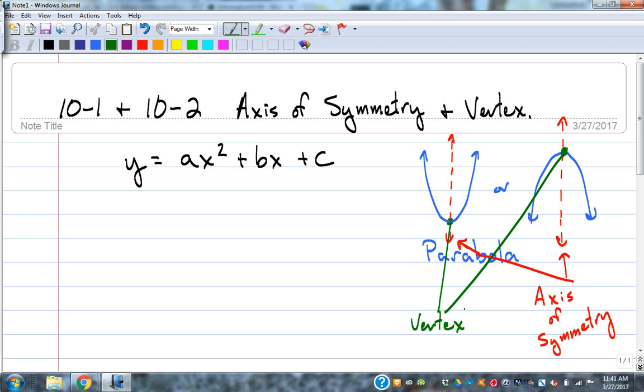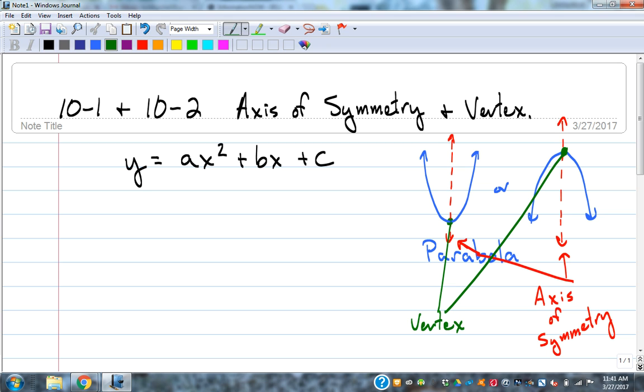Okay, so that's what we're going to be finding today: the equation for that dotted line and then the ordered pair for that point, that vertex. So the equation of the dotted line, that's the axis of symmetry. The actual point that line goes through at the bottom or the top of the graph, that's going to be the vertex. Vertex is this point down here at the bottom. It's the highest or the lowest point of the parabola. That's it.